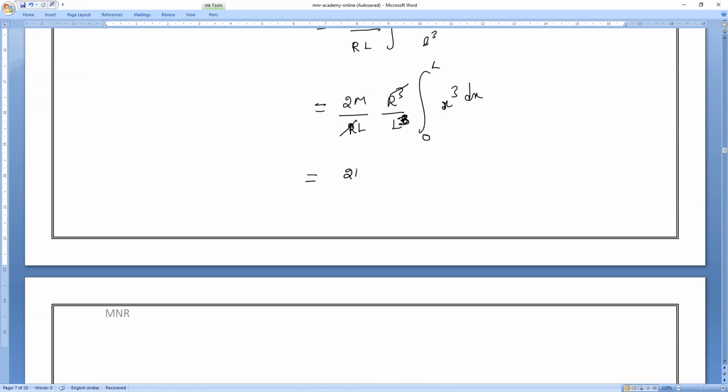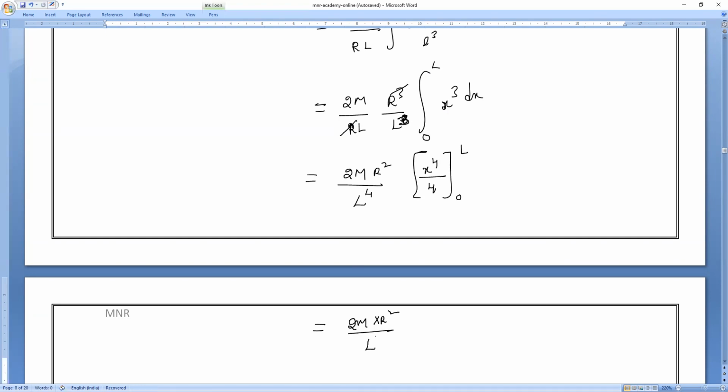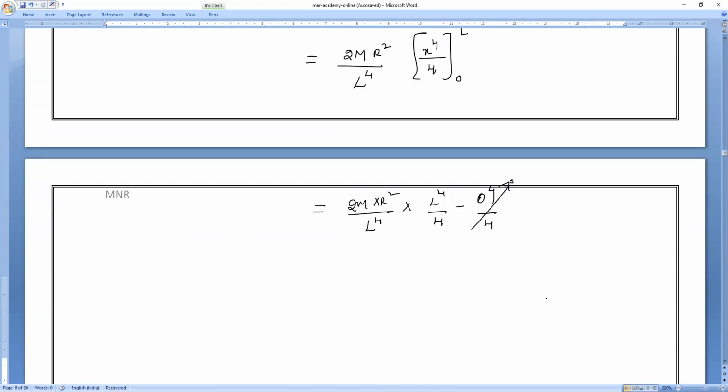Which is equal to 2M divided by L into L cube. How much? Speak loudly. L power 4 R square. Integration of x cube formula: x power 4 divided by 4, 0 to L. So that's all it is. So 2M into R square divided by L power 4 into, in place of x, I will substitute L. L power 4 divided by 4 minus 0 power 4 divided by 4. I don't want to write every time, but still I am writing because at least a few will need it. So L power 4 cancels, 2 ones are, 2 twos are. So what is the final answer, everybody? MR square by 2.